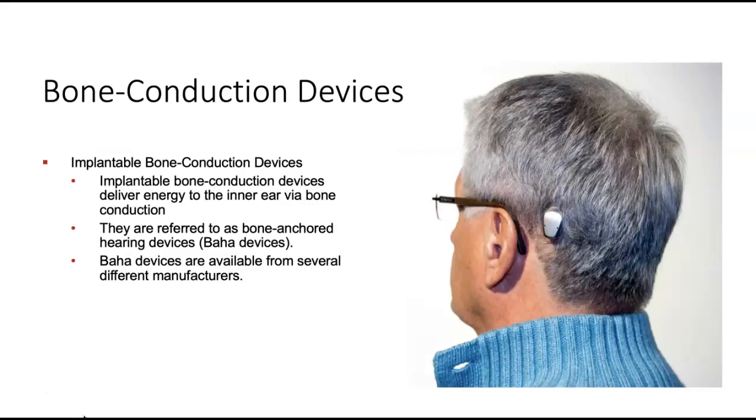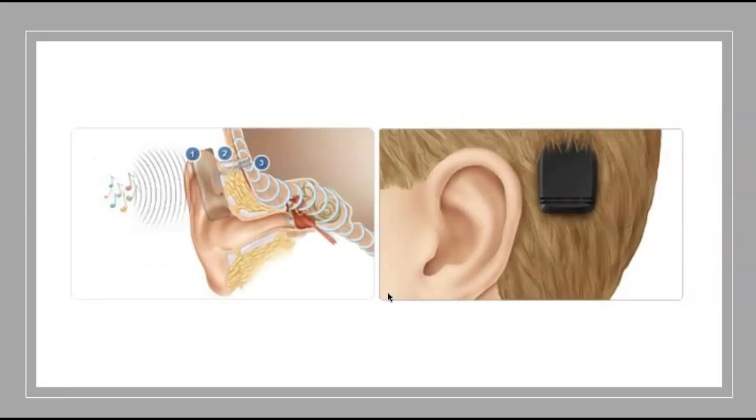Bone conduction devices are basically like a bone conduction oscillator. These are typically used when somebody has some kind of middle ear condition, and it delivers information via bone conduction straight to the cochleae. One type is called a bone anchored hearing aid, or BAHA, B-A-H-A. They're very popular with people who can't use traditional hearing aids.